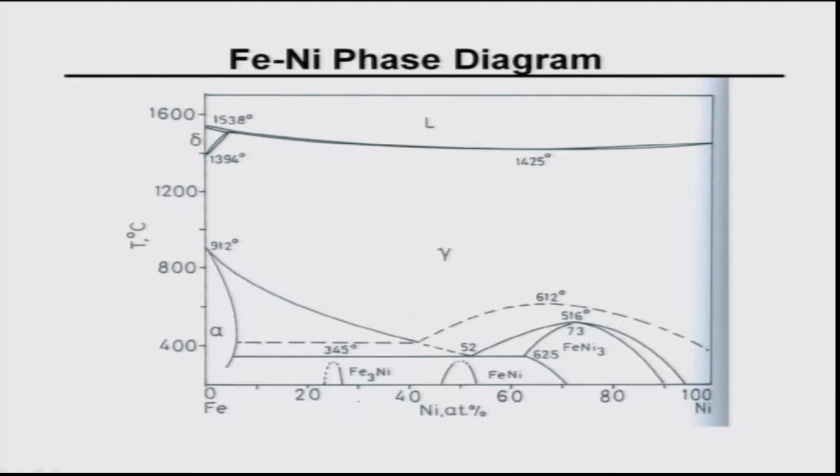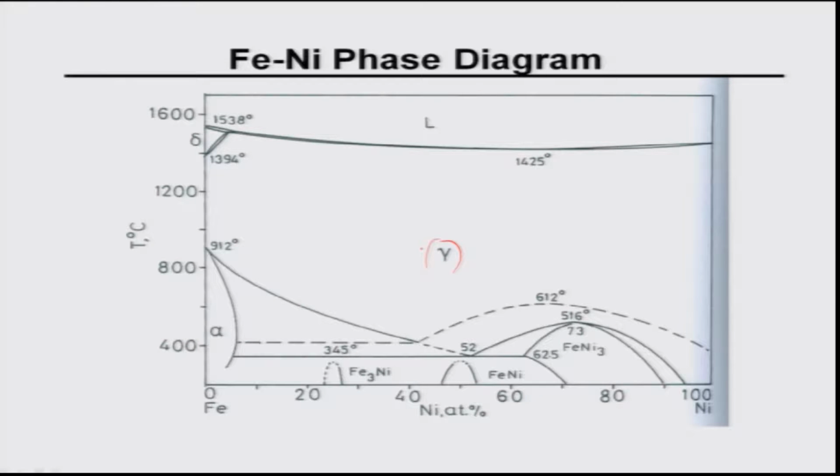Here alpha forms a loop and most of the region is occupied by gamma. That is why nickel addition basically stabilizes gamma iron, and that is understandable. Nickel has an FCC structure, and its lattice parameter is also not very different from FCC iron or gamma iron, and that is why it forms.